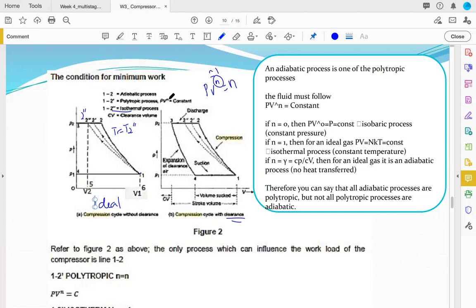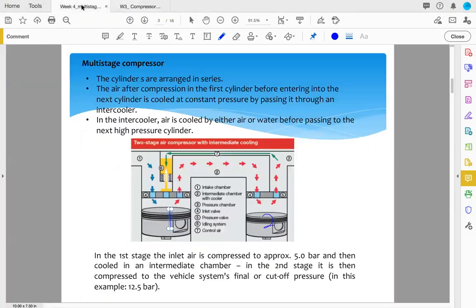But the problem is that achieving isothermal is quite difficult in a single stage. And the maximum pressure is roughly about 15 bar, definitely not more than 100 bar. But what if you need a higher pressure, for example, for an oil and gas plant or a power plant? What should you do? We can then introduce multistage.